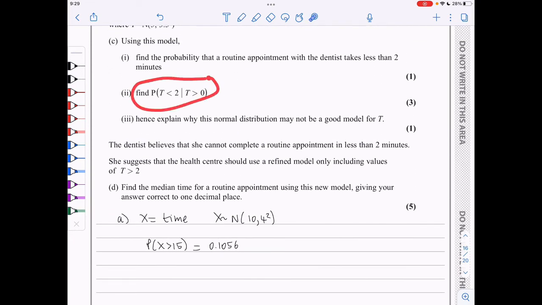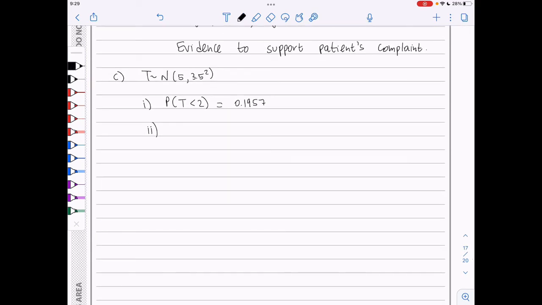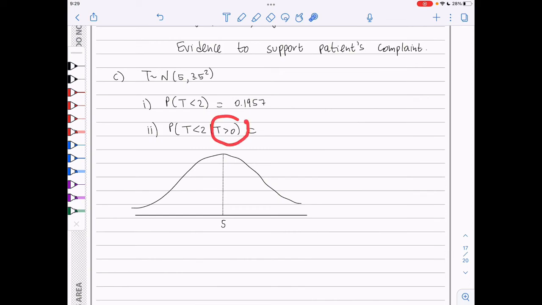And in II, we're being asked to calculate this probability here. The probability of T being less than 2, given that T is greater than 0, a conditional probability question here. So I always suggest that you draw a bell-shaped curve just to see exactly what's going on here. So this is my distribution here. It was centered at 5. So there it is, 5. And we know for sure that we are greater than 0. And we want to check on the probability that T is less than 2.